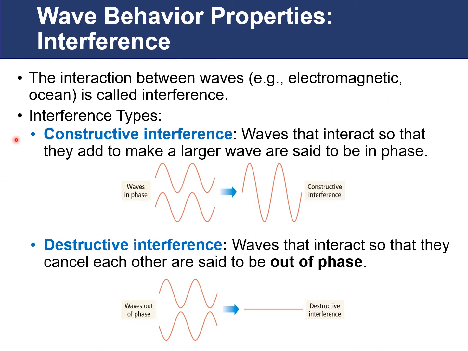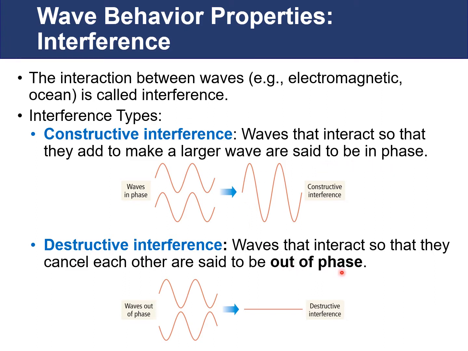Waves that interact so that they add together to make a larger wave are said to be in phase. This is an example of constructive interference. If you have two waves where the crests, or the top of the waves, align and the troughs, or the bottoms of the waves, align, when you add the two waves together, when they overlap each other, the amplitudes add together to make a higher wave, or a wave with a larger amplitude. This is called constructive interference. The wave becomes bigger. They construct together to become a bigger wave. And again, we call the overlap of the two waves to be in phase.